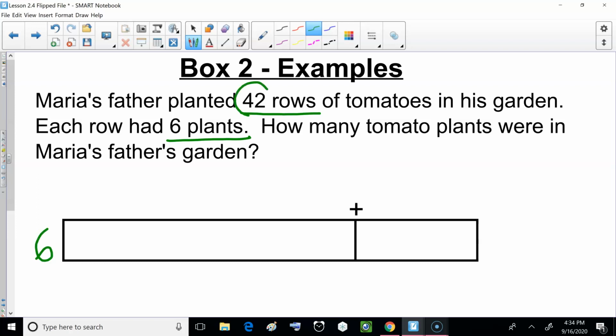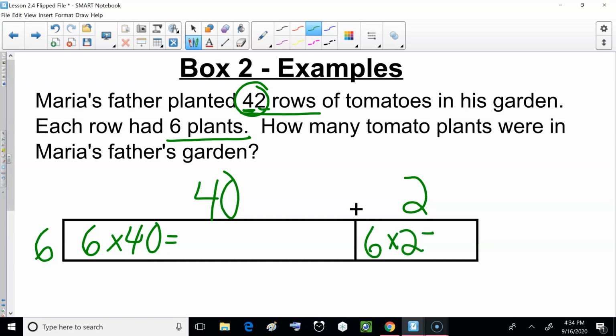And now I see the number 42, so I need to break up 42 by place values. The 4 is in the tens place, so I would have 40. My 2 is in the ones place, so that will go there. Now I'm going to take 6 times 40, which equals one part of it, and 6 times 2, which equals the ones place value part. Since I'm in the tens place value, I can put a 0 in the ones.